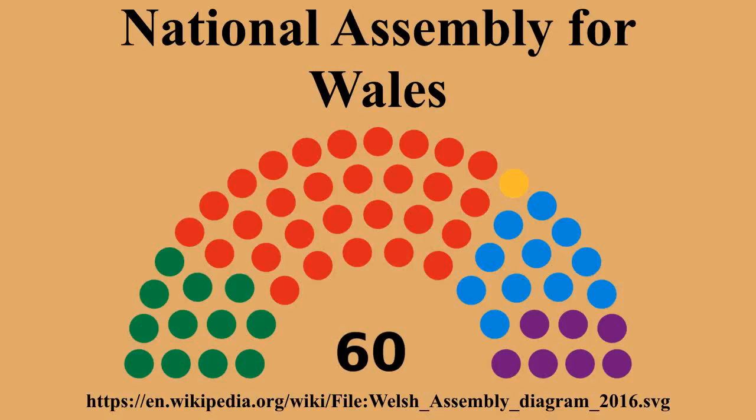A second referendum was held on the 18th of September 1997 in which voters approved the creation of the National Assembly for Wales by a majority of 559,419 votes, or 50.3% of the vote. The following year, the Government of Wales Act was passed by the United Kingdom Parliament establishing the Assembly.